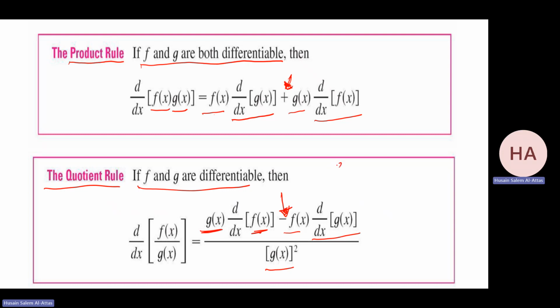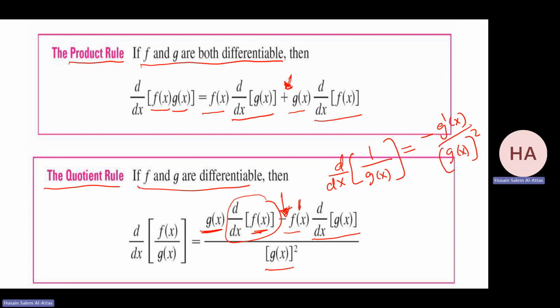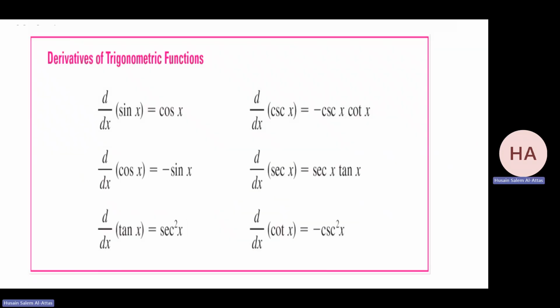Also, there is another formula, which is d over dx of 1 over g of x. If f of x is 1, what will this be? The derivative of 1 is 0, so g of x times 0 is 0. And this is 1, since f of x is 1. So that will be minus g prime of x over g of x squared. Also, we'll use this formula.